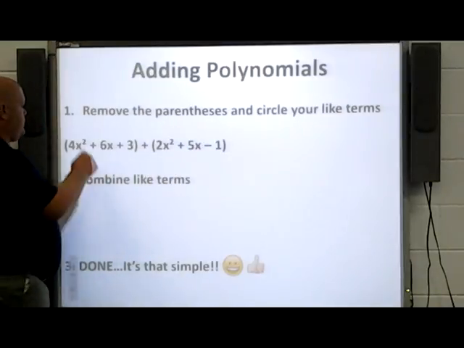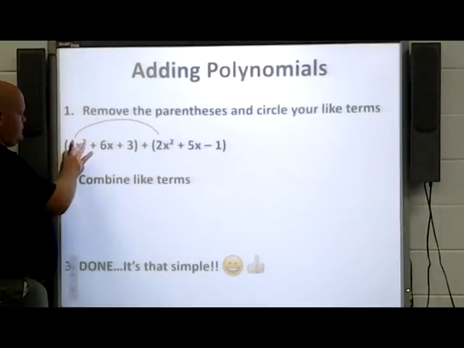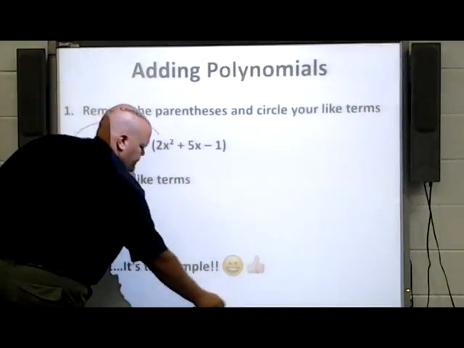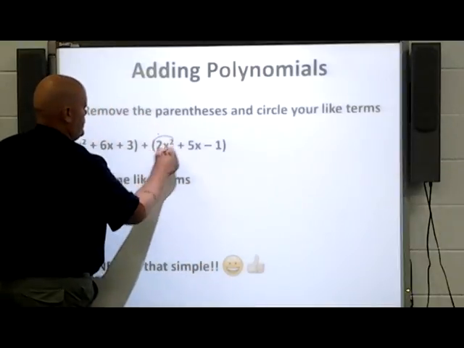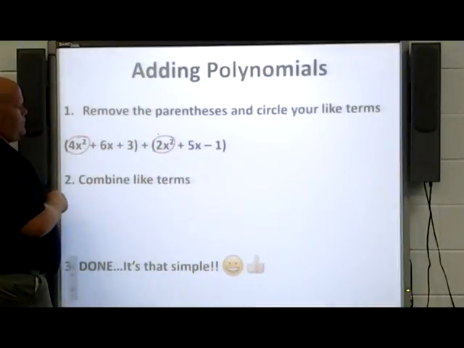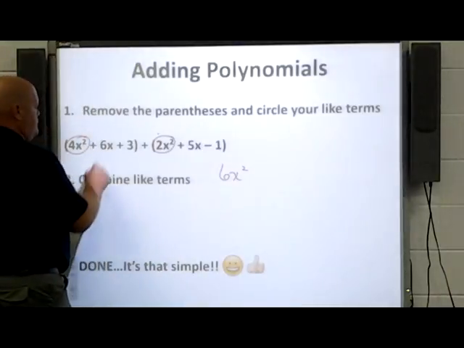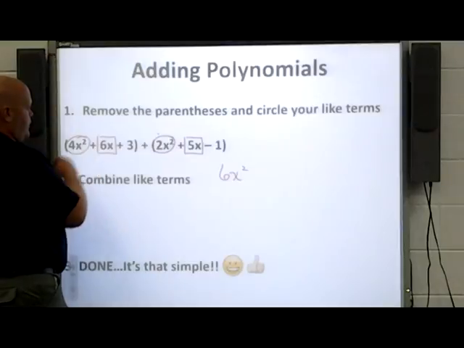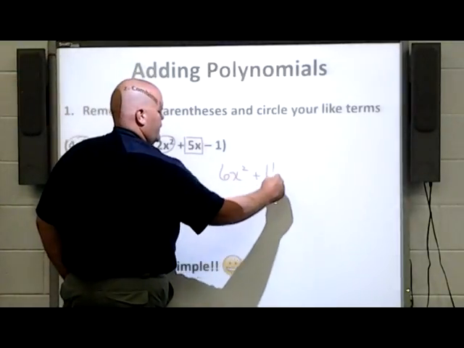Very simple. Some people like to almost connect them with a rainbow to say, okay, I got a 4x squared plus a 2x squared. That's another alternative that is very good. Others like to circle the like terms. 4x squared plus 2x squared. Both of these are positive, so you would wind up with 6x squared. You can put a different shape around the next ones that are alike. So then we have a positive 6x plus a positive 5x, which would be a positive 11x.